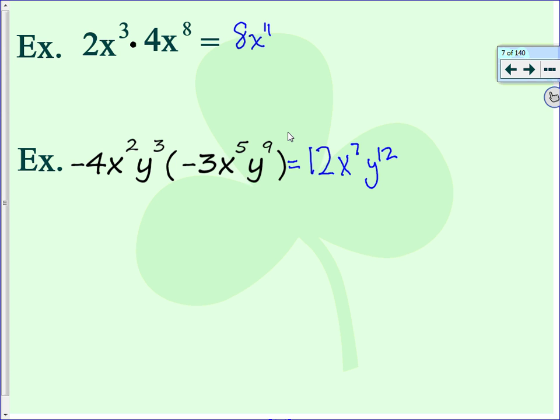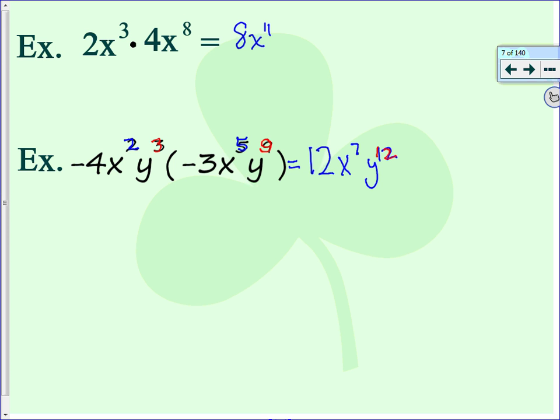Okay, so let's check it out. For the x powers, she had a 2 and a 5. So that 2 and a 5 gave her that 7. And then for the y power, she had a 3 and a 9. And the 3 and the 9 gave her 12. Okay, and then she multiplied the coefficients together. Right, any questions on that?